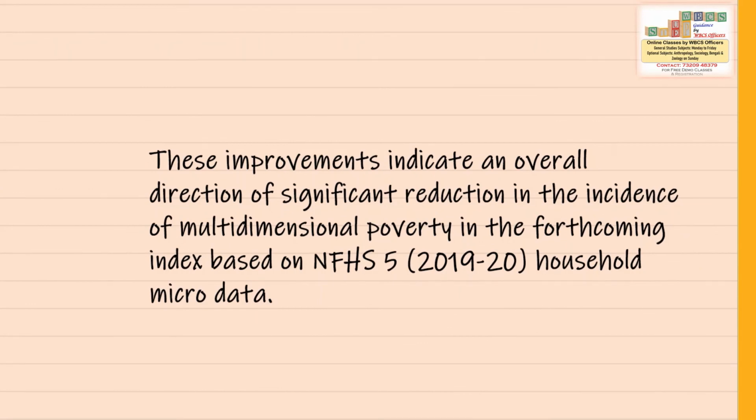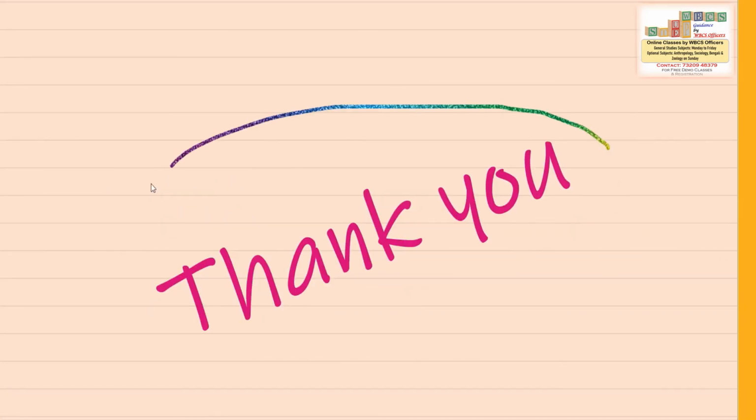These improvements indicate an overall direction of significant reduction in the incidence of multidimensional poverty in the forthcoming index based on NFHS 5, 2019-2020 household microdata. So the MPI, or the Multidimensional Poverty Index, based on NFHS 5 will be far more forward looking and there is improvement.